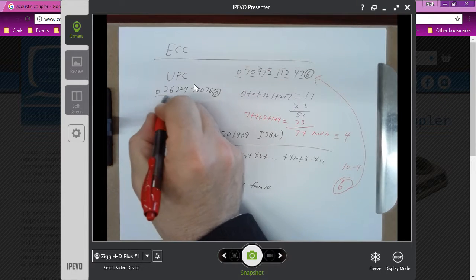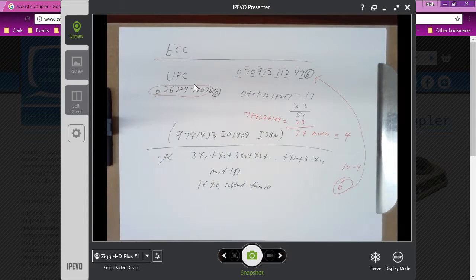And if we do this over here, presumably 3 times the odd plus the evens will turn out to be a multiple of 10. So when we reduce mod 10, we'll get 0, and we'll just leave the check digit as 0.